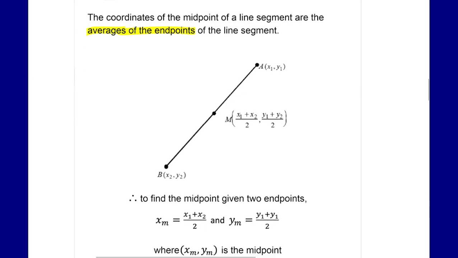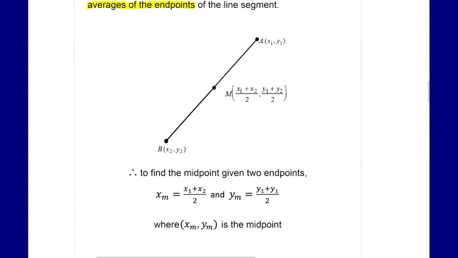Therefore, to find the midpoint given two endpoints, we have to find an x and y coordinate, like we just said, and we can find the average of those values using these specific formulas. Again, x1 and x2, y1 and y2 are the coordinates from our points or endpoints, and xm and ym are the coordinates of the midpoint.